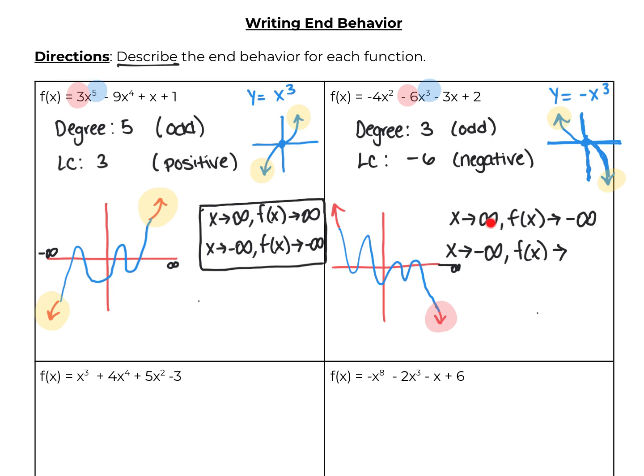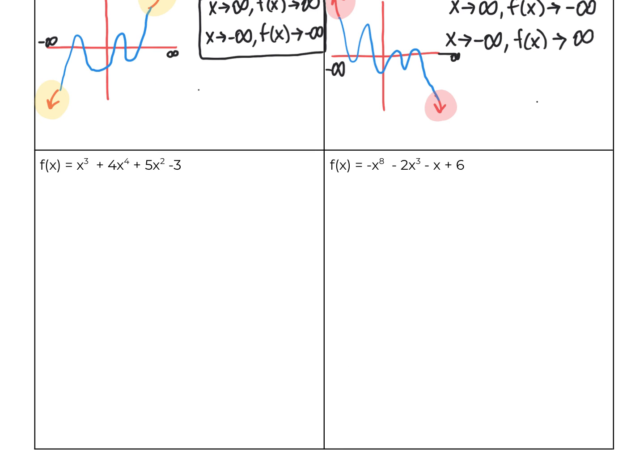So as x goes to infinity to the right, the graph goes down. And as x goes to negative infinity, so as x goes to the left, the graph goes up. So negative infinity, and the graph is going up. So if the graph goes up, we say that that goes to positive infinity. All right, so I'm going to get you started on the last two, and then I'd like for you to finish it for homework.